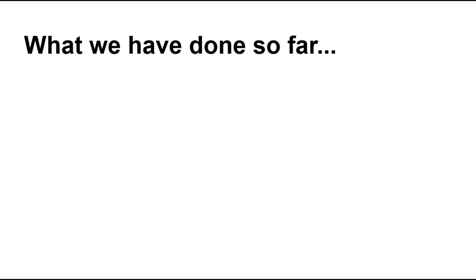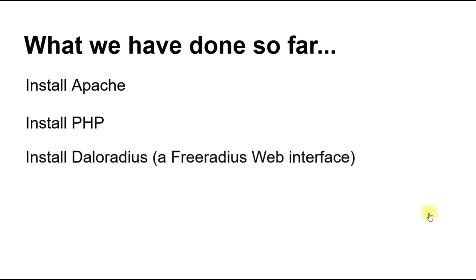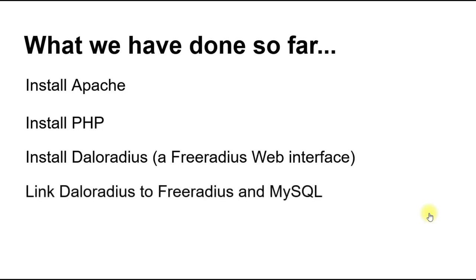Okay, another sum up of what we have done so far. The first thing is that we have installed Apache, then we have installed PHP. After that, we have installed Daloradius, which is a Freeradius web interface. And then we have linked Daloradius to Freeradius and MySQL. The next step now is to test all this configuration and be sure that we are able to connect to Daloradius and perform modifications through Freeradius and through MySQL.